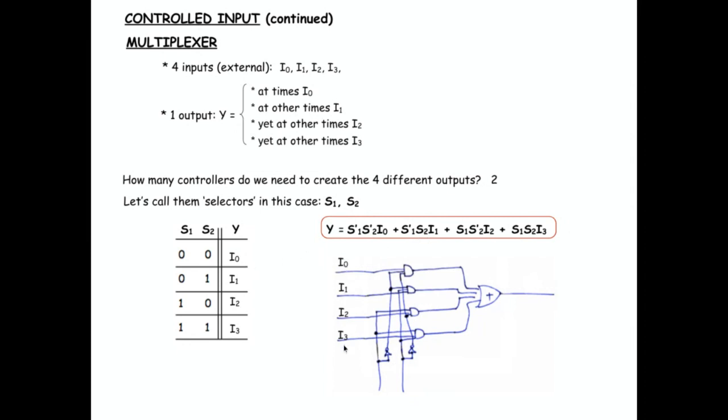The inputs, the I's, are always true, identity. But the controls, the selectors, can be either true or false depending on the combination. So for example, this is S1. It will go true for I2 and I3 here, but it will go false, this is the inverter, to I0 and I1. Similarly, S2 will go true into I1 and I3, and it will go false into I2 and I0.